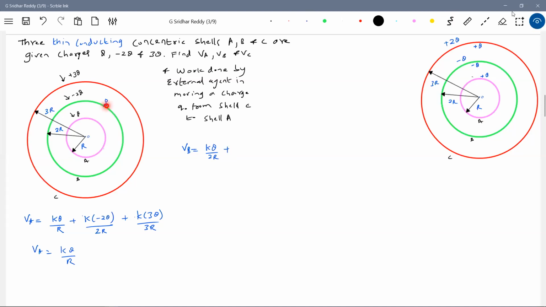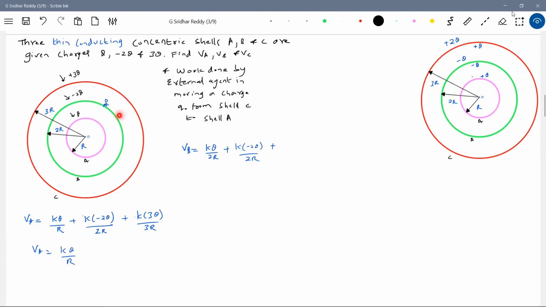No, I'm standing at a point on the surface of shell B. Then the potential, at what distance am I? At a distance 2R. So what is the potential due to shell A? KQ by 2R. Then what is the potential of shell B? I assume that shells A and C are not there, only shell B is there. I am on the surface of that shell. So what should be the potential on the surface?